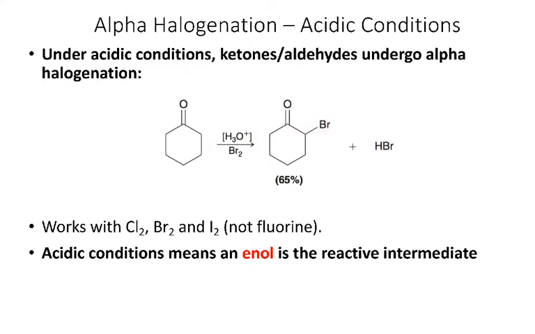I can install this halogen, in this case a bromine, in the alpha position. Now let's take a look at the mechanism. Because we have acidic conditions, the enol is going to be the reactive intermediate. In order to make the enolate, I'd have to have basic conditions.